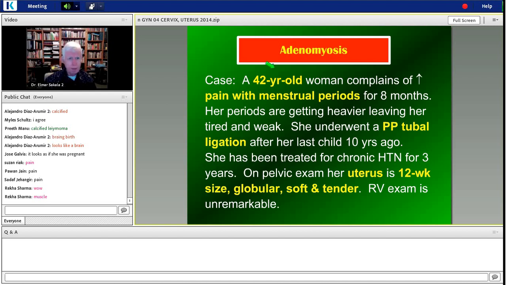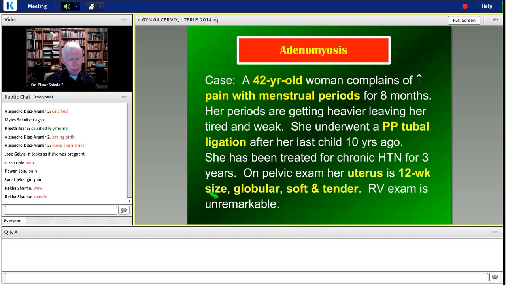Here's our case. 42-year-old woman complains of increasing pain with menstrual periods for 8 months. Her periods are getting heavier, leaving her tired and weak. She underwent a postpartum tubal ligation after her last child 10 years ago. She's been treated for chronic hypertension for 3 years, probably has nothing to do with what's going on. On pelvic exam, her uterus is 12-week size. Now, 12-week size will completely fill the pelvis. It's a good size uterus. After 12 weeks, it becomes an abdominal organ.